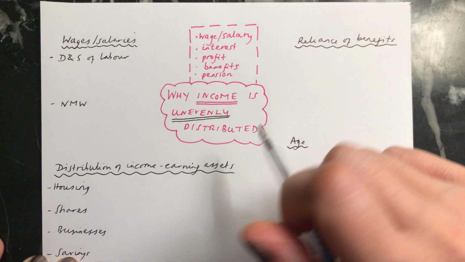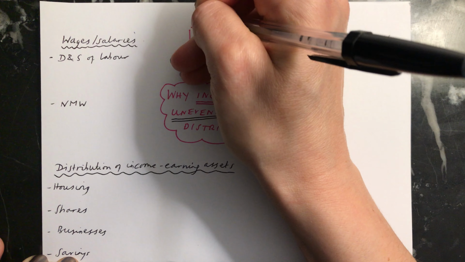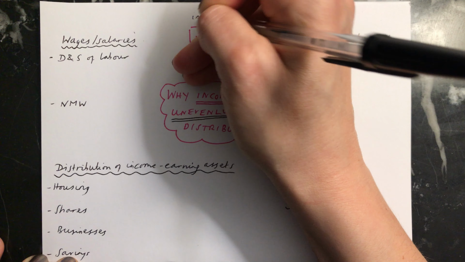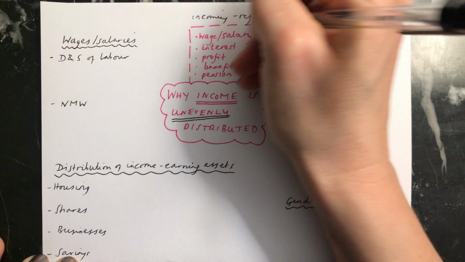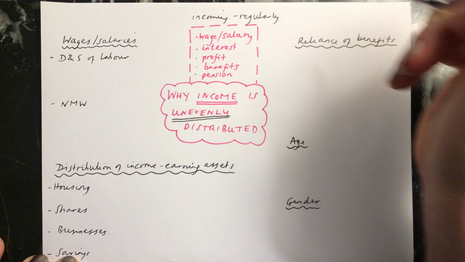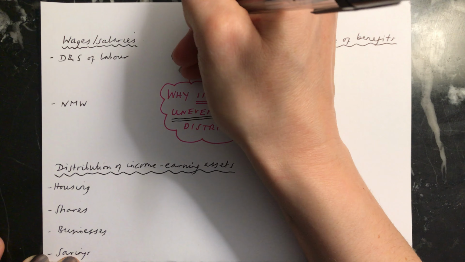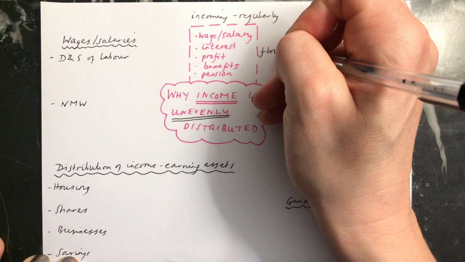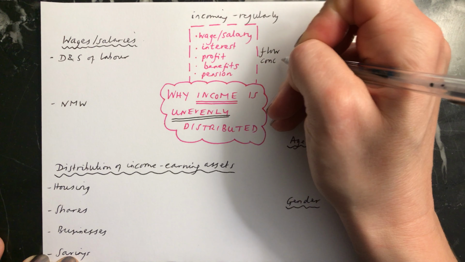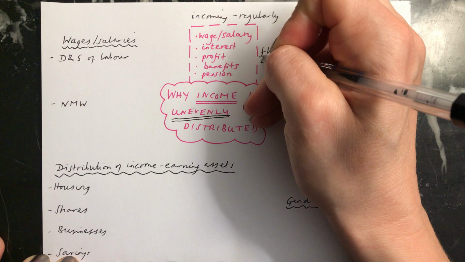And the thing about income is that it is incoming, that's how you can remember, on a regular basis. So regularly. And we say that this is a flow concept because it's flowing into your bank account on a regular basis.